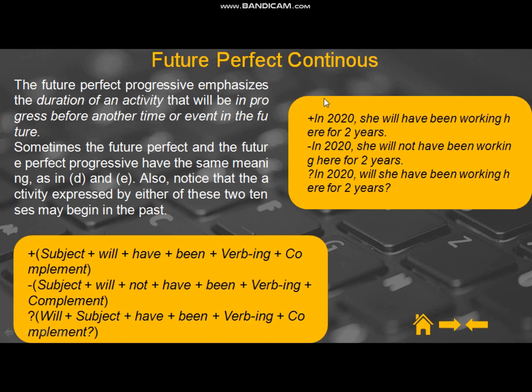Yes, these are the examples. In 2020, she will have been working here for 2 years. In 2020, she will not have been working here for 2 years. In 2020, will she have been working here for 2 years?